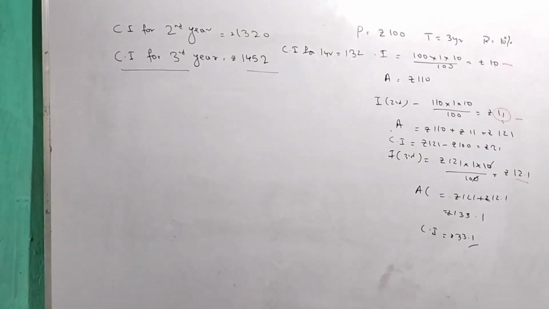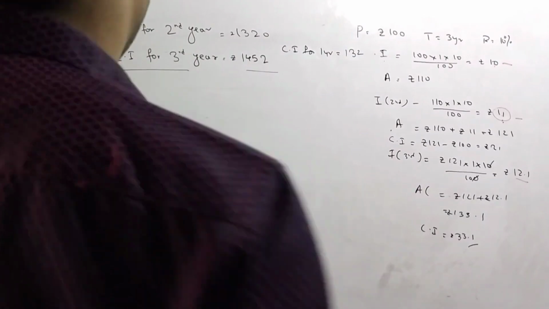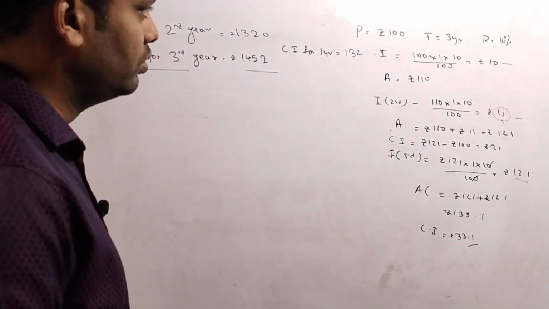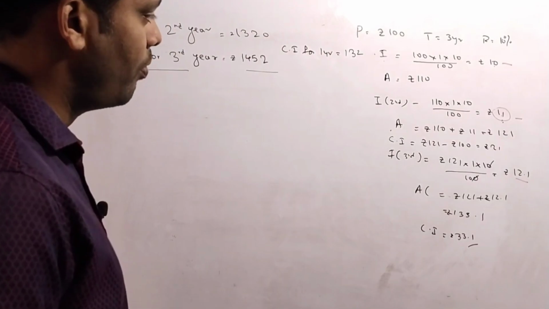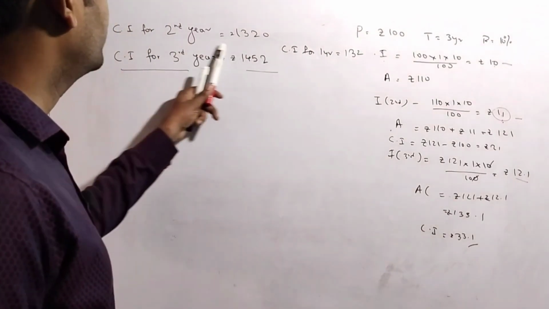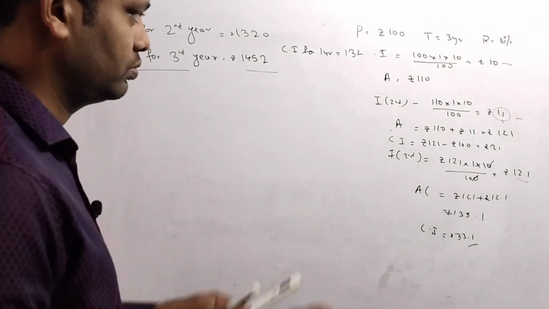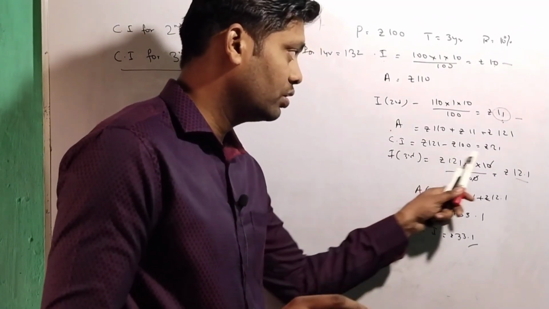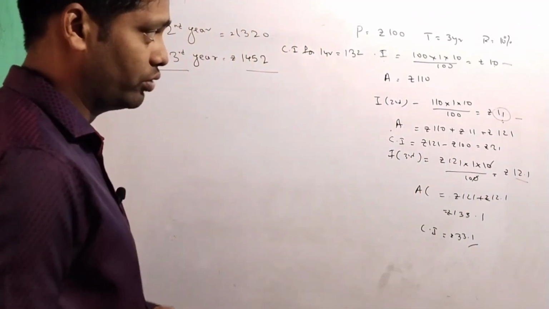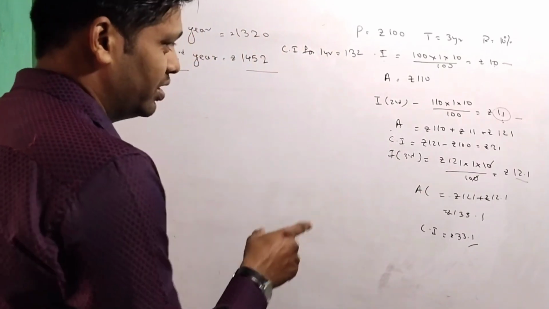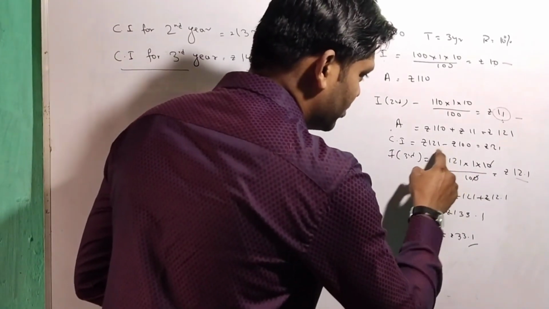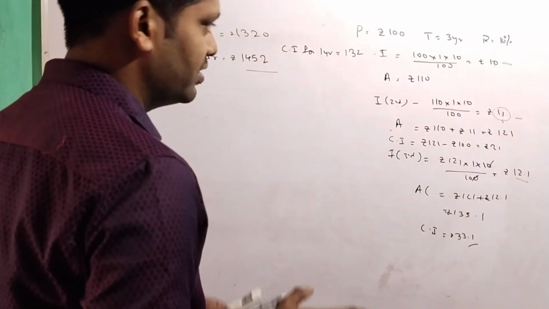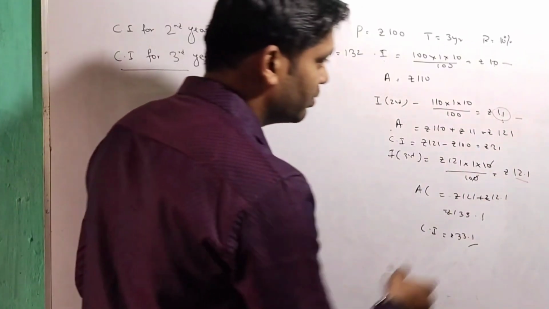So if you see nicely, we have the compound interest. First, one thing I need to tell you: compound interest for the second year is 1320. Now, according to that calculation, the compound interest for the second year is 21. Is there any other method to calculate, rather than subtracting the final value with the initial value?